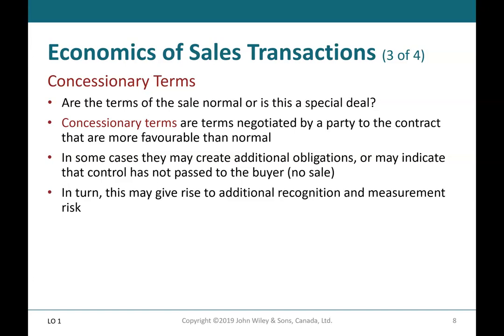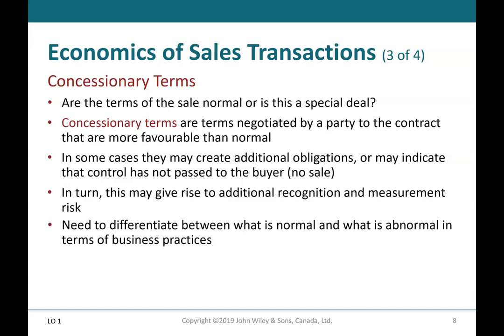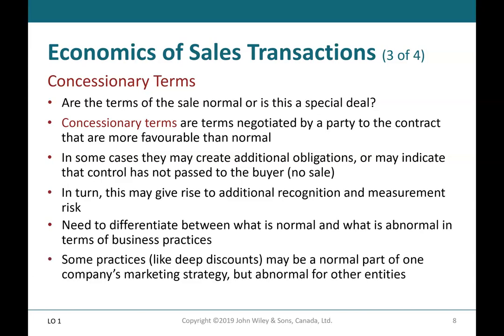In turn, this may give rise to additional recognition and measurement risk. Need to differentiate between what is normal and what is abnormal in terms of business practices. Some practices, like deep discounts, may be a normal part of one company's marketing strategy, but abnormal for other entities.